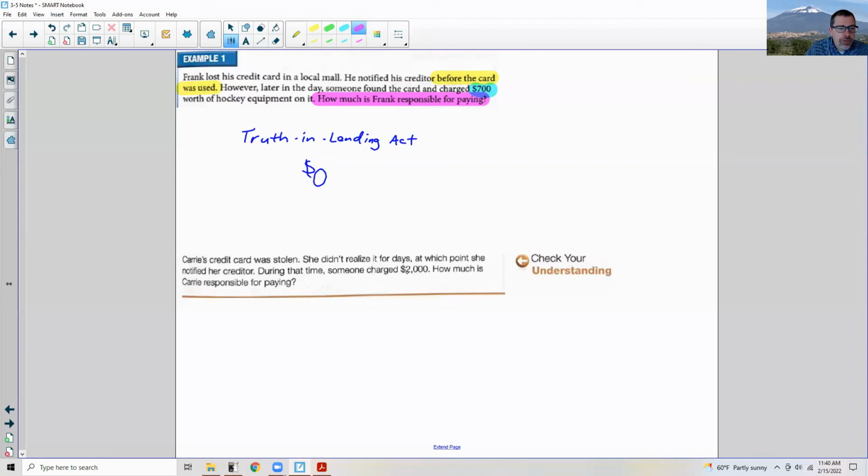So during that time, someone charged $2,000. Okay. But she didn't report it. But the Truth-In-Lending Act protects her, and instead of having to pay the $2,000, she would have to pay $50. So what happens to the other $1,950? Well, the credit card company's got to take it on the chin, but if they catch the person who used the card, the credit card company would go after them in a court of law and try to get their money back.